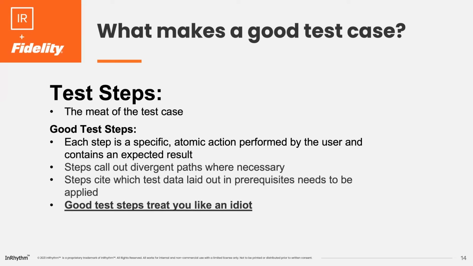Steps should cite which test data laid out in the prerequisites needs to be applied. If we have prerequisites full of test data, that is super, super helpful. If we need to access that during the test, this is where we can call that out, right? So rather than "enter account information," "enter the personal brokerage account information from prerequisites." This kind of stuff is really, really helpful.